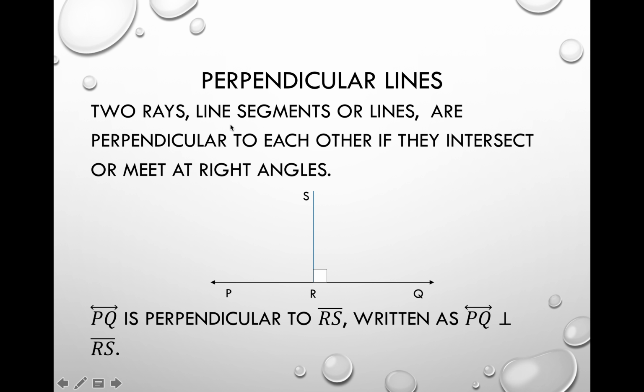Perpendicular lines are two rays, line segments, or lines that are perpendicular to each other if they intersect or meet at right angles. Line PQ is perpendicular to line segment RS. We know it's a line segment because it doesn't have an arrow going this way. Written as PQ, this symbol right here is the symbol for perpendicular lines. So it's an upside down T. So line PQ is perpendicular to line segment RS.